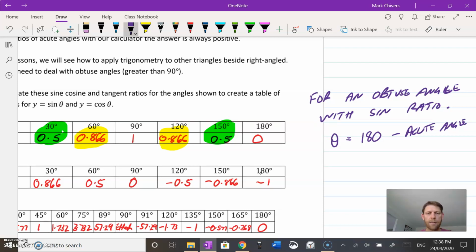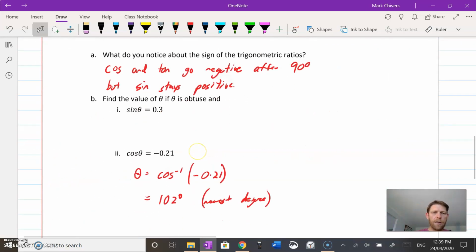So just to look at that, if we get 0.5, it's either going to be 30 degrees if it's acute, or 180 minus 30 degrees if it's obtuse. If we get a ratio of 0.866, for an acute angle we're going to get 60 degrees. For an obtuse angle, we're going to go 180 minus 60, which gives us 120 degrees. So in relation to the example given here, first let's just find out what the acute version of theta would be.